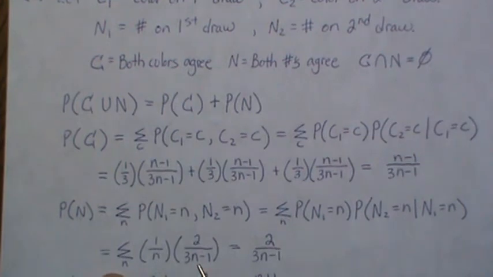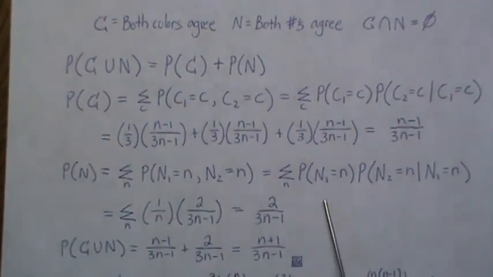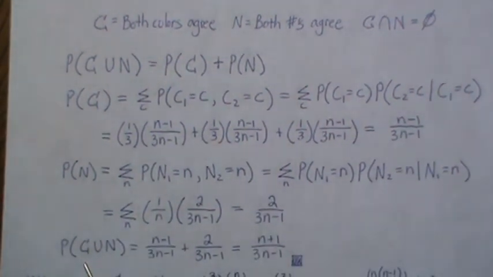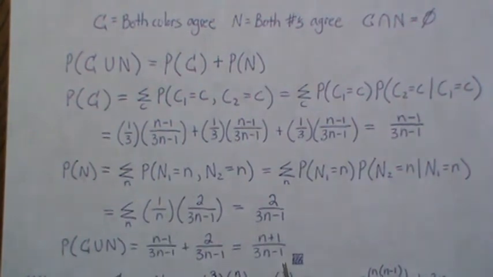Now this is summed over all possible numbers, right? And there's N of them. So this is N times this, but those N's cancel, and we're left with 2 over 3N minus 1. So the probability that we have the same color or the same number is the addition of these two probabilities, which is N plus 1 over 3N minus 1, and that's it.